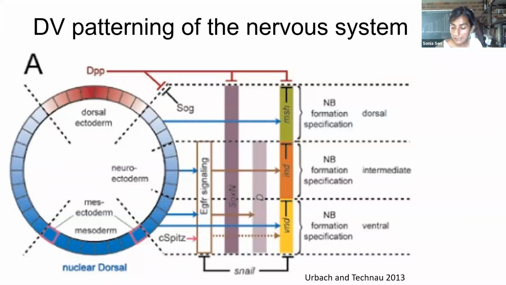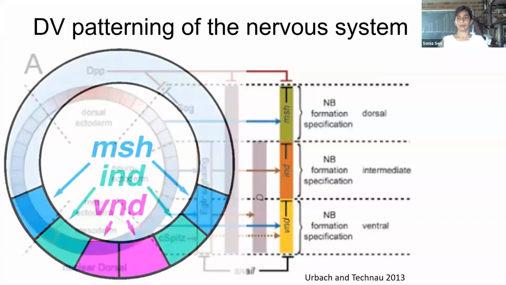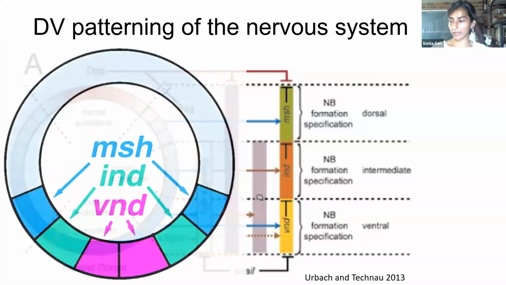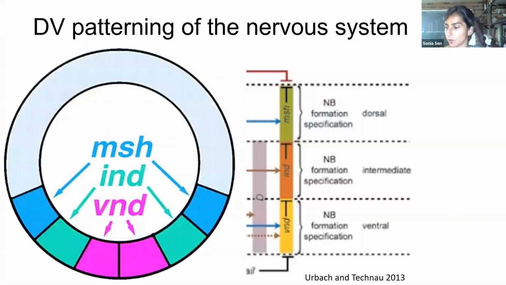So now this is a schematic to show you what would happen after gastrulation. Again, we're doing that salami view of the embryo, where this is one half and that's another half. You have one stripe of VND expression right in the middle, followed by 2 stripes of IND expression laterally, and then the lateral most is MSH.